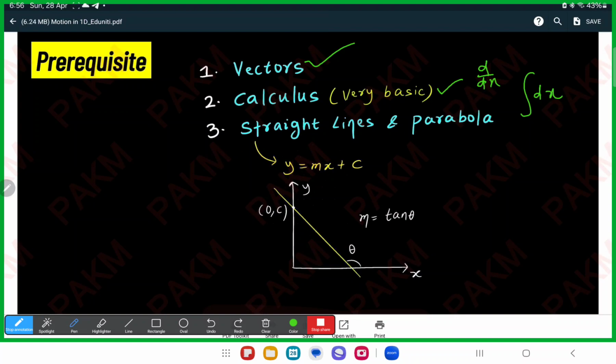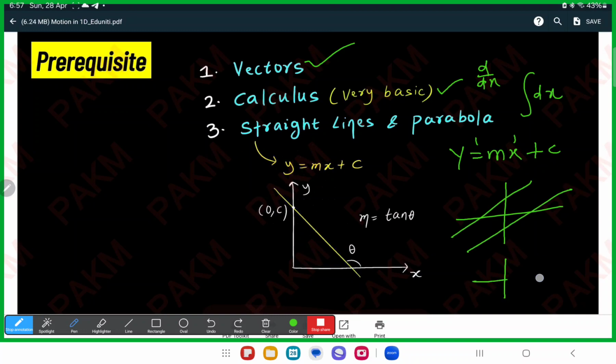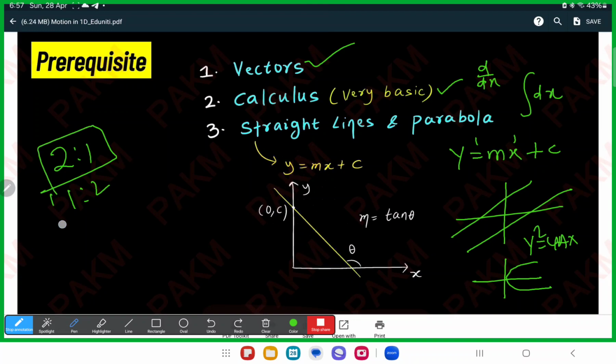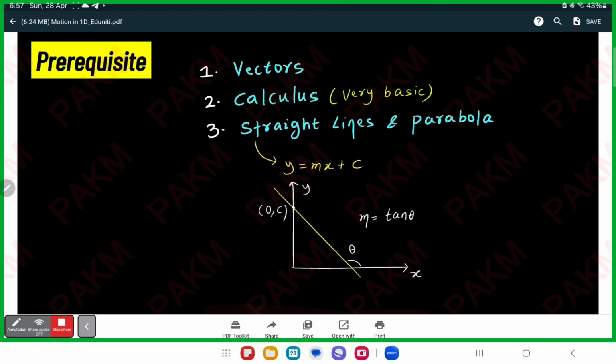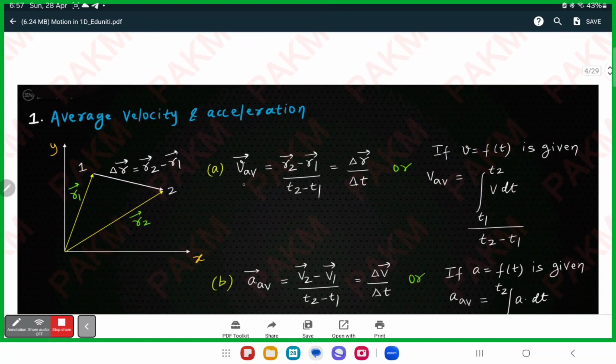And the straight line and parabola. I told you y is equal to mx plus c is the equation of a straight line, and I have already told you about drawing it. Parabola means y square is equal to 4ax type equations. Basically, parabola means a 2 to 1 or 1 to 2 relation, and 1 to 1 is called a straight line. Better to remember these basics so you can save your time.